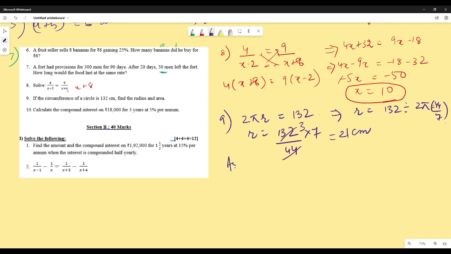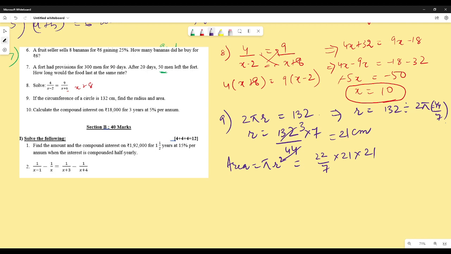Now remember, the formula for area is pi r square. So for pi r square, you write 22 by 7 into 21 into 21. And as soon as you write this, you get the answer for your area.